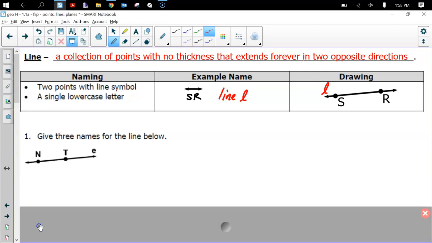Okay, down below we have an example. So give 3 names for that line. Well, we could use this first method, 2 points with a line symbol. We could call it line NT. We could call it line TN, capital letters because they're points. The other method we could use is to use this lowercase letter. We could call it line E, where you would not have a symbol above the E.